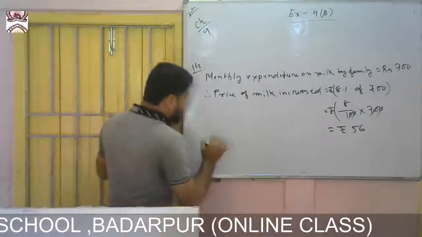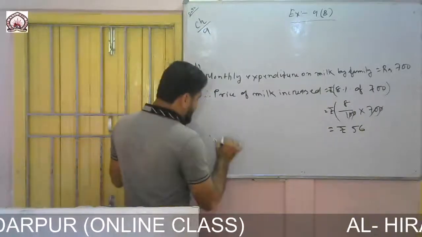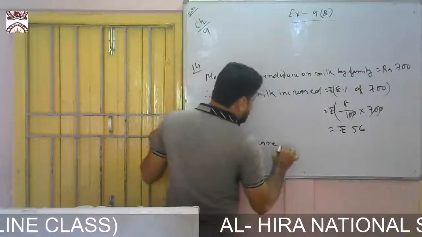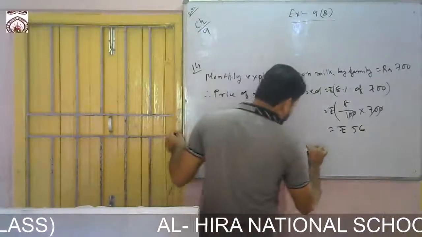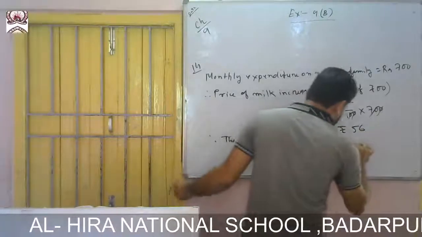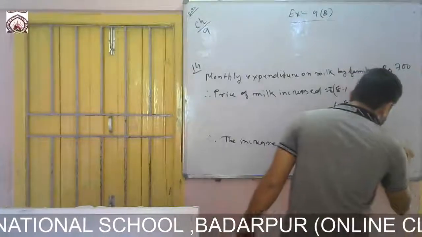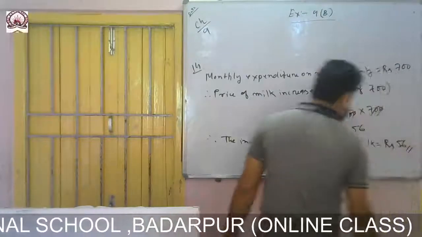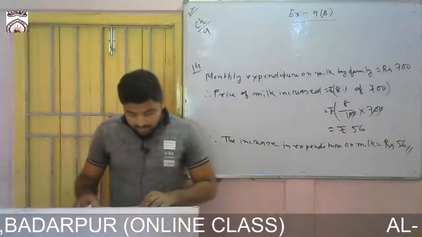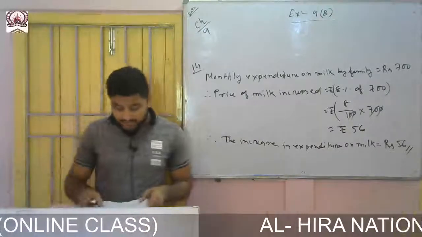Therefore, the increase in the expenditure on milk equals rupees 56. Okay. Now come to question number 15. So question number 15, what is there?